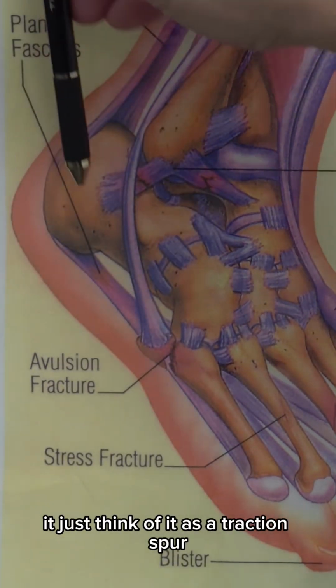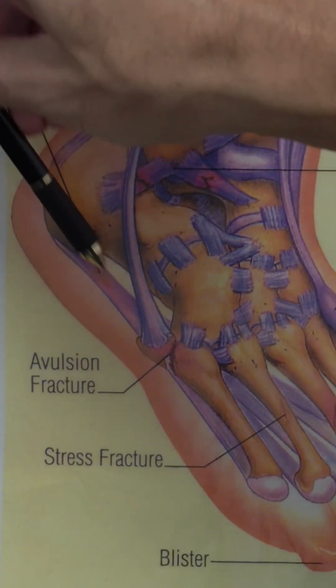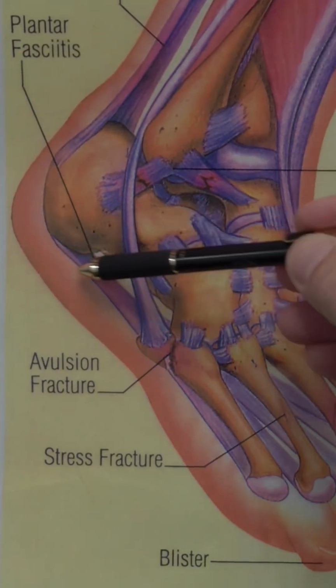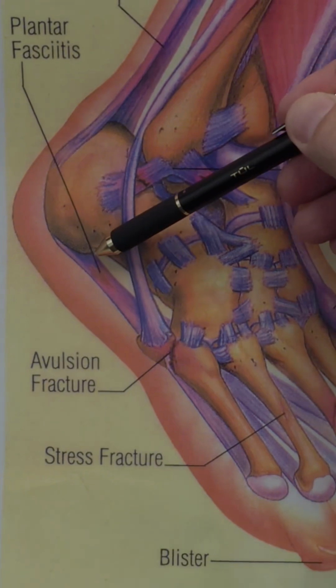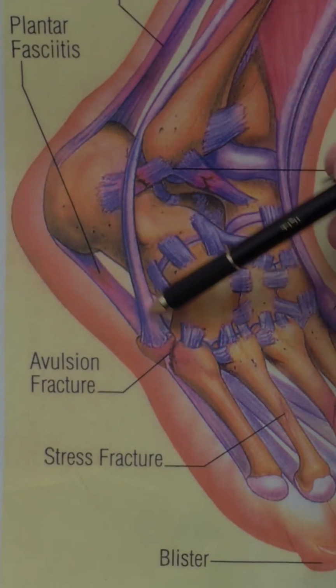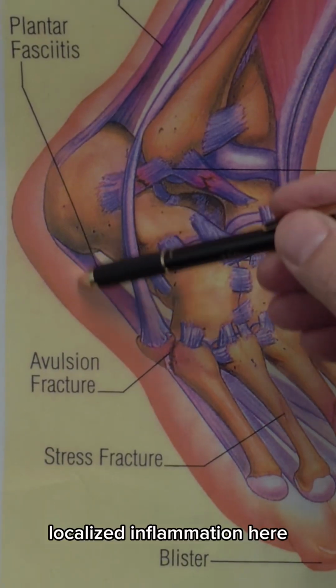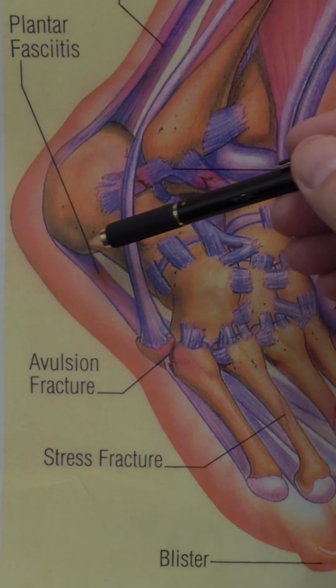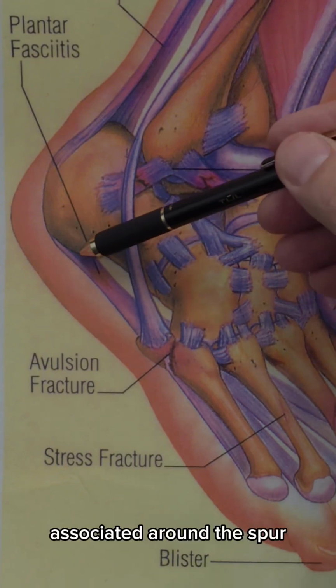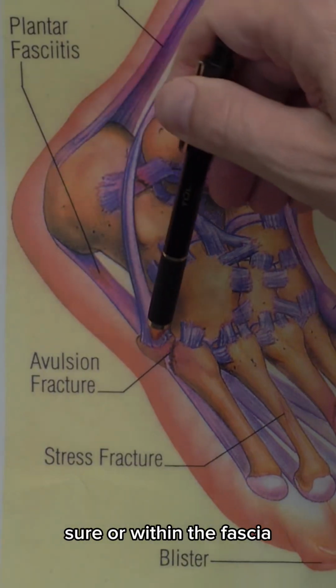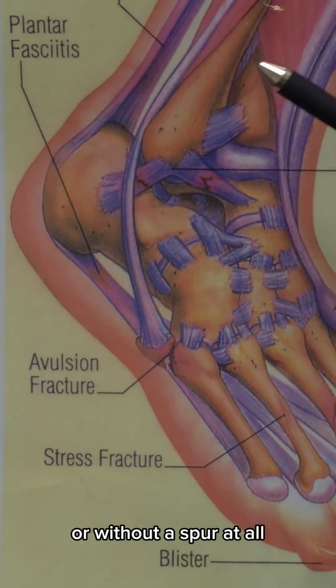Just think of it as a traction spur pulling this direction, and an inflammation of the fascia here, and in some cases fasciitis throughout the fascia further distal. However, localized inflammation here associated around the spur, sure, or within the fascia, or without a spur at all.